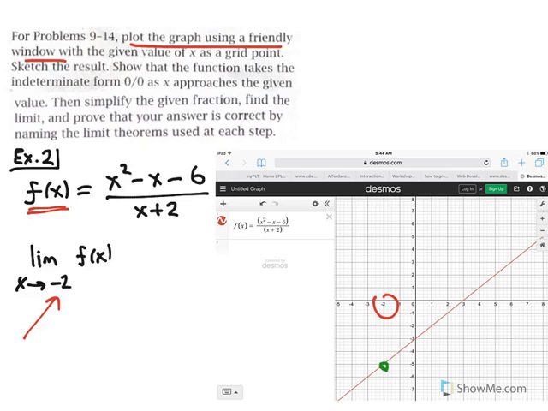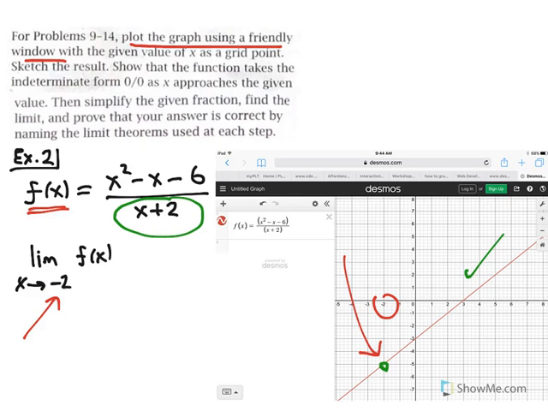So plot the graph using a friendly window with the given x value as a grid point, sketch the result. The graph is a line, but there is a gap in the line, or a hole in the line, at x is equal to negative 2. And the reason why we have that is because the function f is not defined at x is equal to negative 2, as that would result in division by 0. Sketch the result. So the result is a line with a discontinuity at x is equal to negative 2. And later, when we learn about continuity, this is called a removable discontinuity. So sketch the result. There it is.